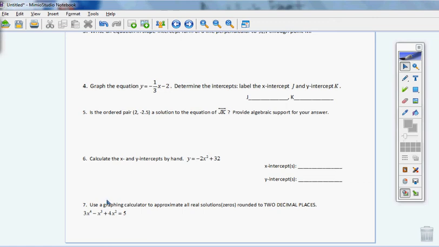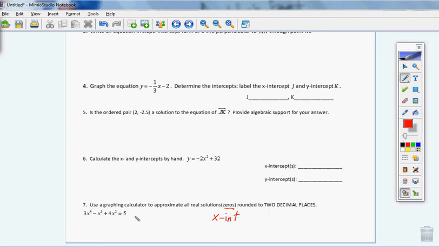Going to pick up here at number 7, and we're going to look at a graphing calculator to approximate real solutions. Before I do that, just very important for this year, real solutions are also called zeros, and just remember it's the exact same thing as the x-intercepts, okay? When we solve equations, we call them solutions or zeros. When we're talking about a graph, we call them x-intercepts, all right?